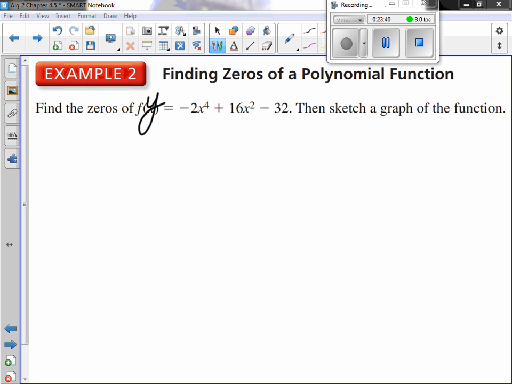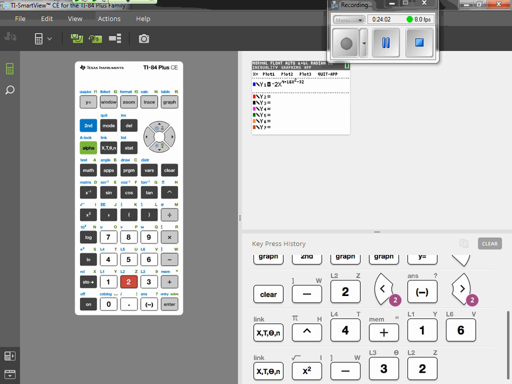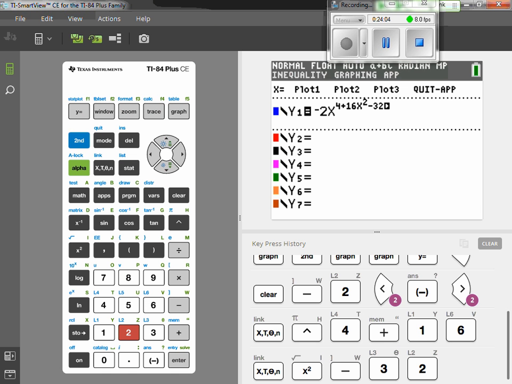So we have -2x to the fourth plus 16x squared minus 32x. And you want to type that into the first line of your graphing calculator. And once you get that typed in, hit graph.